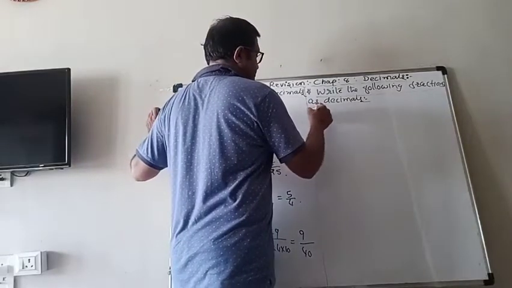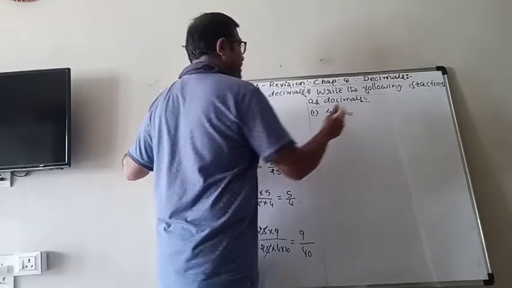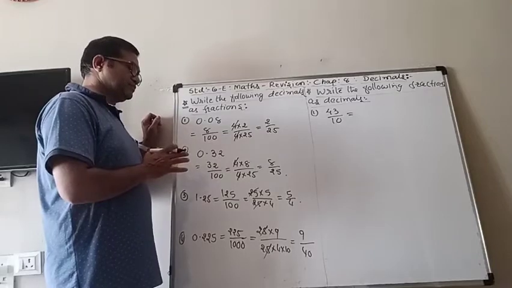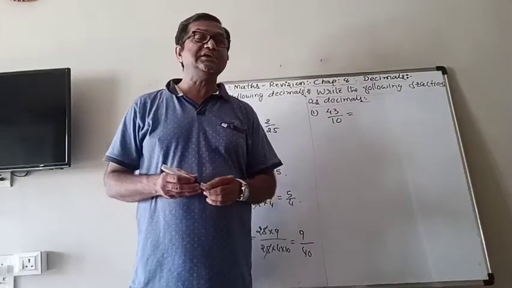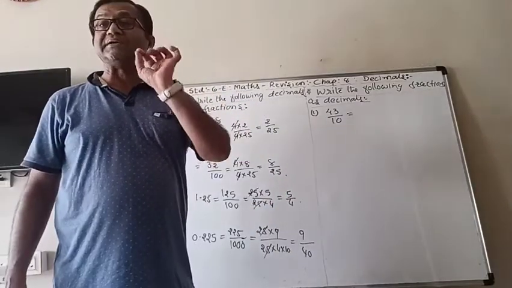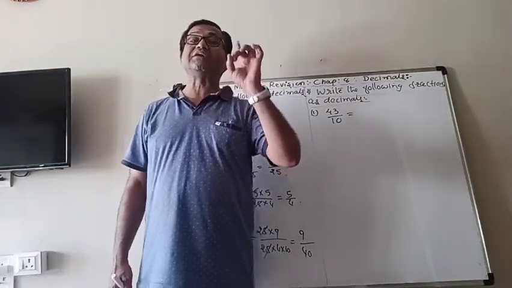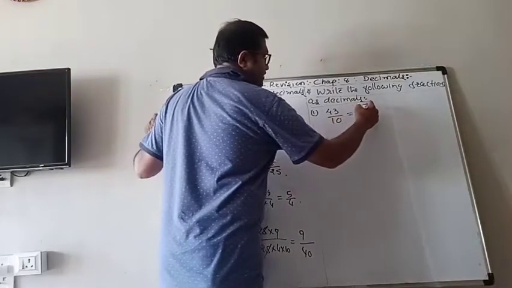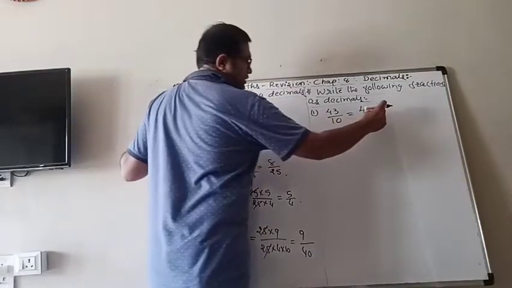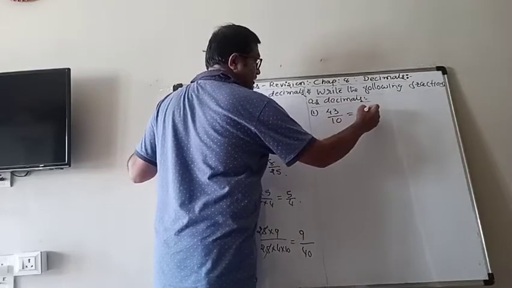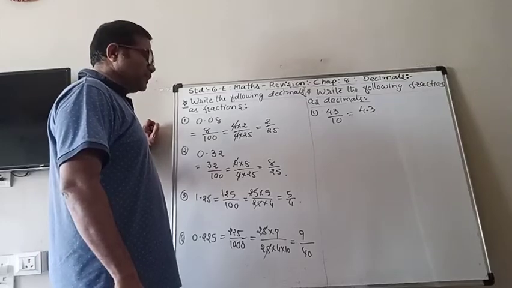So let us start. First one, 43/10. Now we have to go in reverse. If it is 10 in the denominator, then in the decimal there must be one decimal place. It means that after the decimal point there must be only one digit. So here 43 is there. If we need only one decimal place, leave one digit on the right side and put the decimal point. So your answer is 4.3.